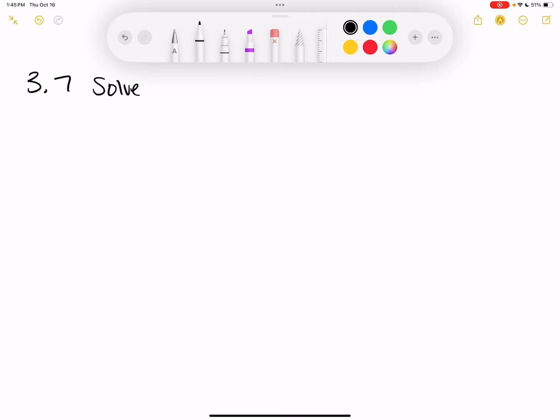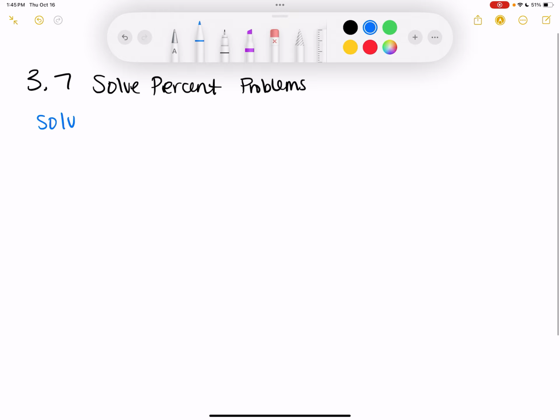Problems. Solving percent problems. Using proportions. Good job.